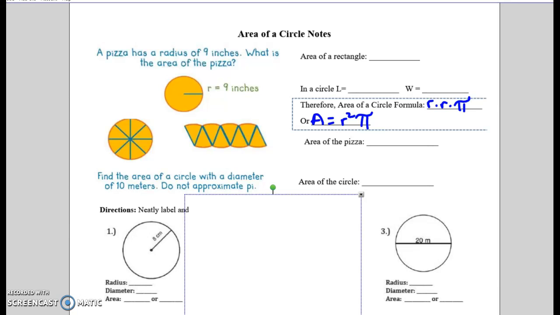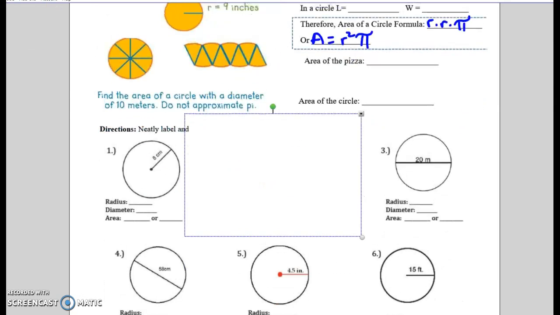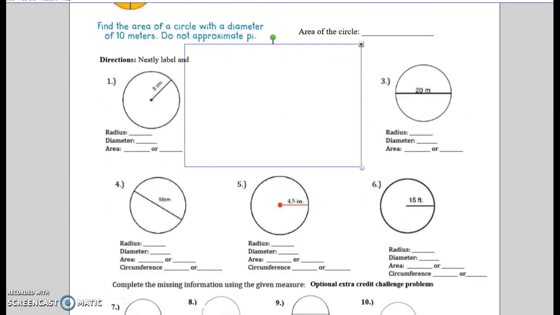If I find the exact area, I'm going to leave the pi symbol. If I'm finding the approximate area, I'm going to multiply the radius squared and multiply it by the decimal approximation of 3.14. So your notes handout looks different than mine because I added that white box between questions 1 and 3 so that I have room to show my work.